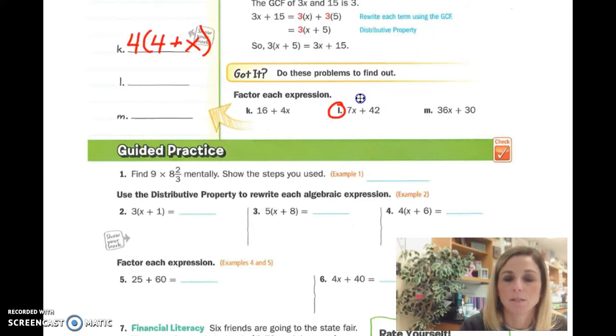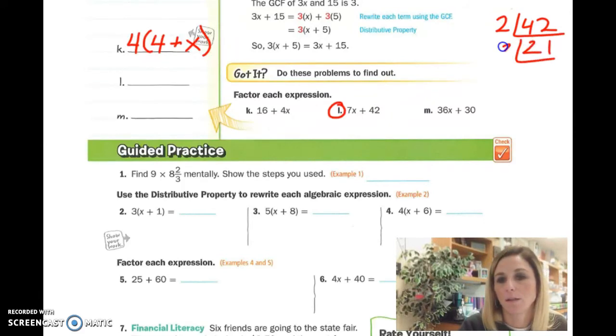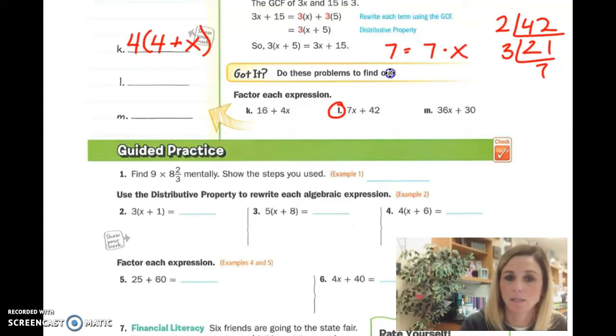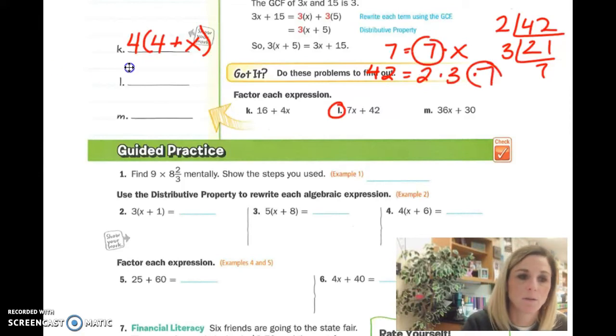7x plus 42. When I take 42 and I prime factor that, 2 gives me 21, and then take out a 3 and a 7. So 7 is just 7 by itself times the x that is there, and 42 is going to have 2 times 3 times 7. What do they have in common? The 7, so I know the 7 is what I'm going to distribute. I have my x left on my 7, plus 2 times 3 is 6.